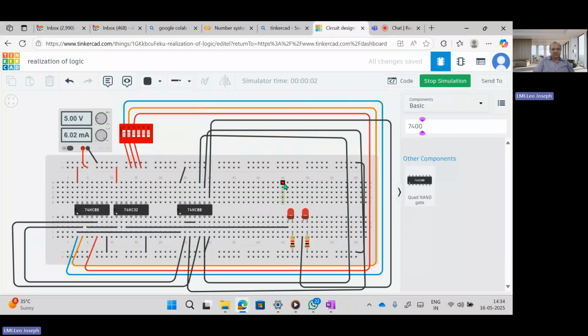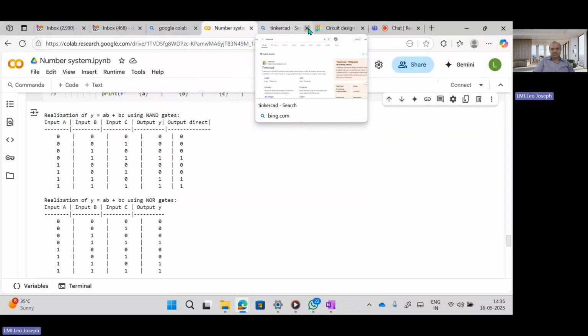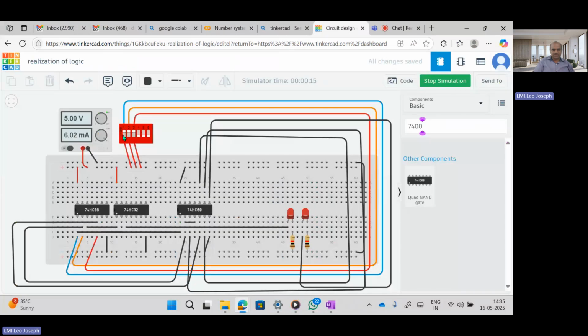You can see both are glowing. Using a single IC, both are glowing. If I switch off, both are off. If I make everything 1, the output will be on. So you can check which conditions give 1. 1, 1, 0 is also 1. 0, 1, 1 is also 1. So I am going there and checking here. 0, 1, 1, right? So 0, 1, 1. And so on. For all the remaining conditions, it will remain off.